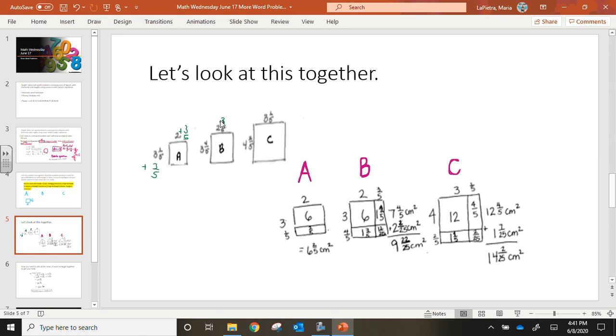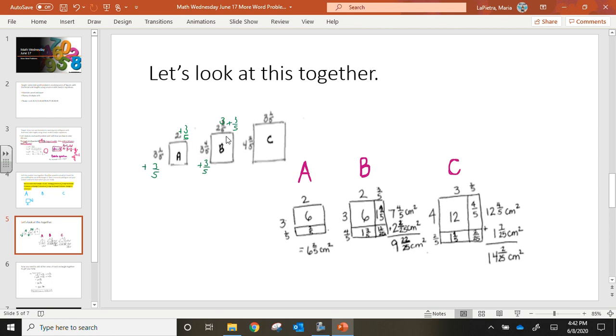Okay, now we're going to add 3/5 to this one. Okay, and 3 4/5 plus another 3/5 gave us 4 2/5. And 2 3/5 plus 3/5 gave us 3 1/5. So now I have all my dimensions here. This was kind of hard. You had to really, really think about this.